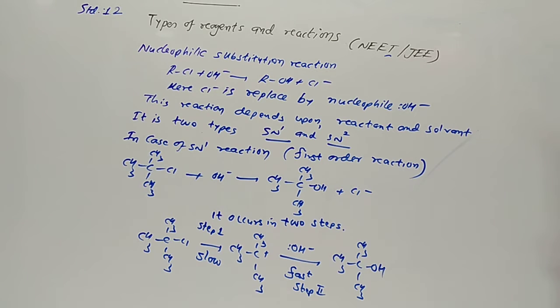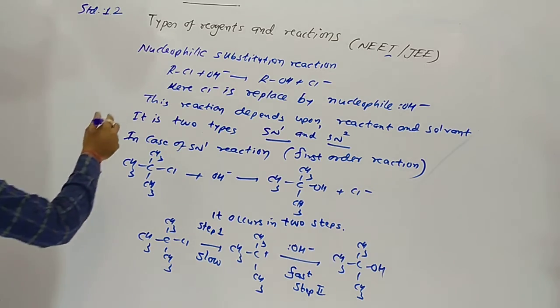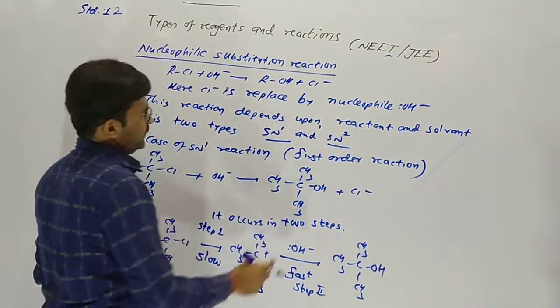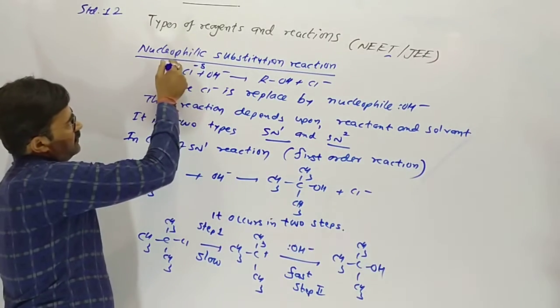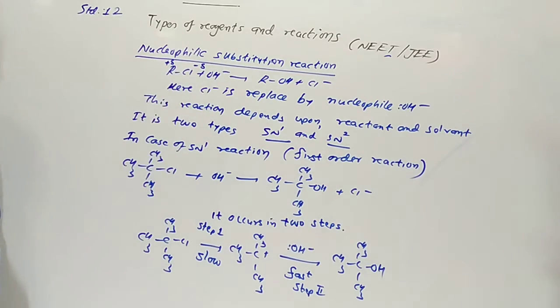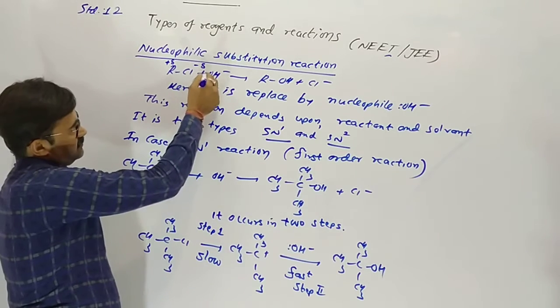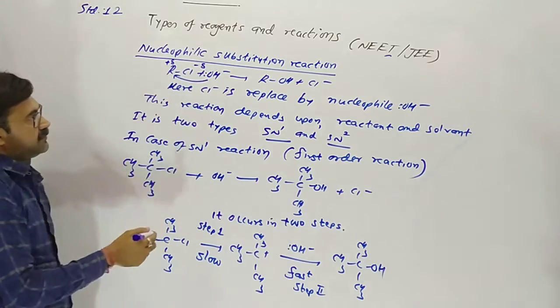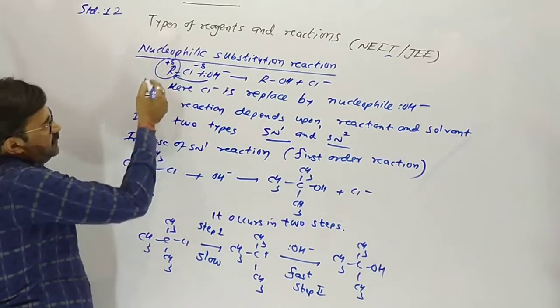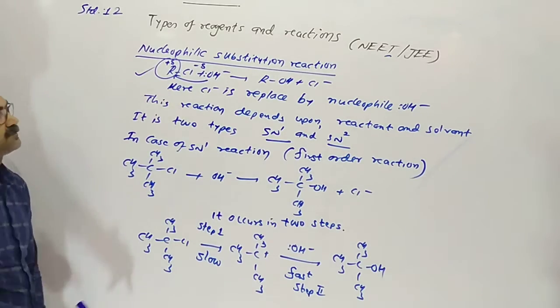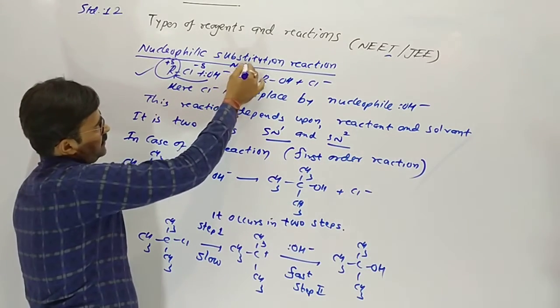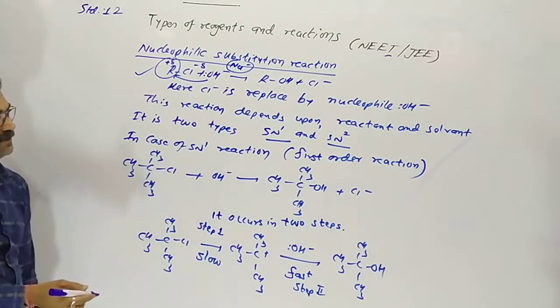Dear student, today we are in our new point, nucleophilic substitution reaction. In the haloalkane, carbon is partially positive, chlorine is partially negative. Whenever OH minus attacks the carbon, this carbon which is positively charged is called the nucleus. On the nucleus, the attack of OH minus occurs.